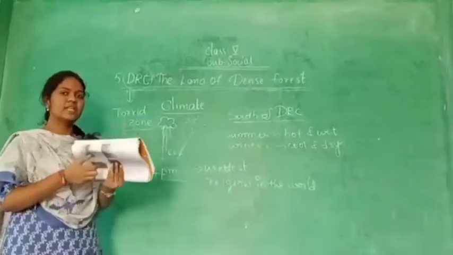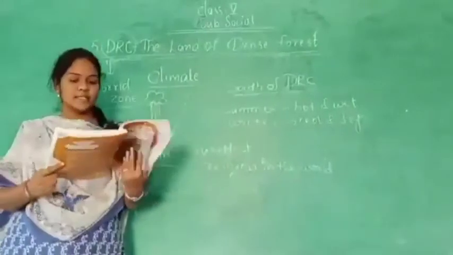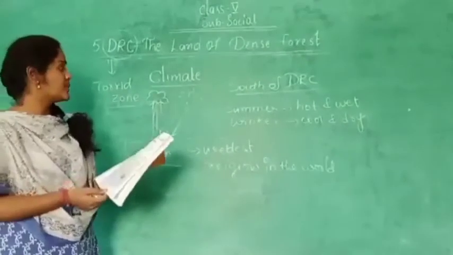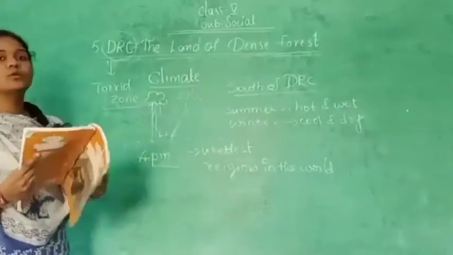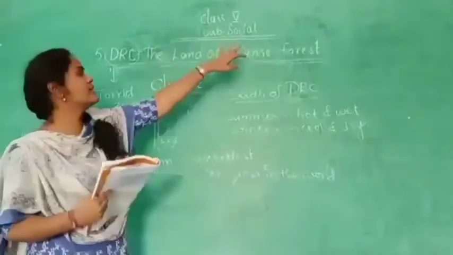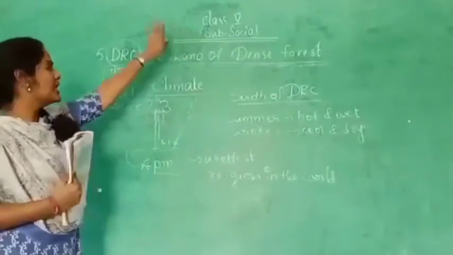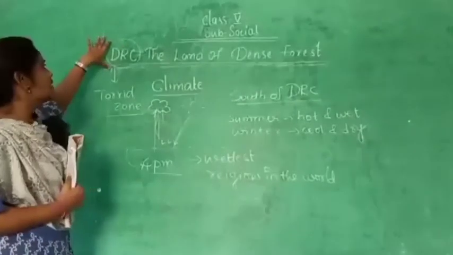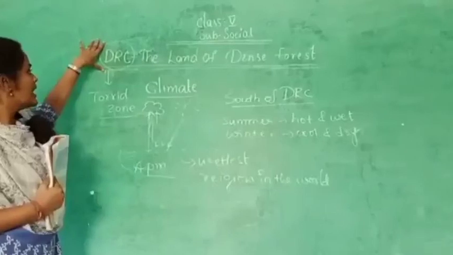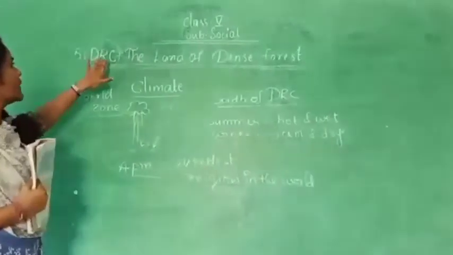Okay, next is vegetation. The next topic is vegetation. This vegetation I will explain in the next class. So once you see here, what is the lesson name? That is DRC, the land of dense forest. Here DRC is a country that is located in the African continent. DRC means Democratic Republic of Congo.